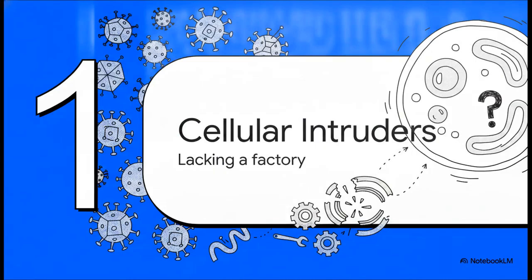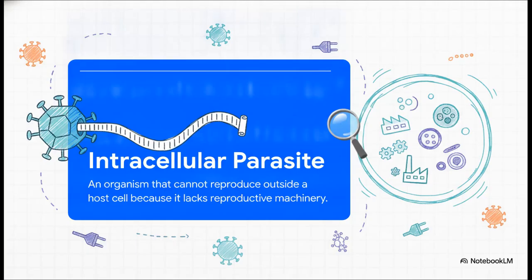Section 1. The ultimate cellular intruders. Blueprints without a factory. So you might have heard viruses called obligate intracellular parasites. That's really just a fancy scientific way of saying they are blueprints without a factory. Unlike bacteria or other organisms, a virus literally cannot metabolize or reproduce on its own. It is completely 100% dependent on finding a living host cell to do all the heavy lifting.